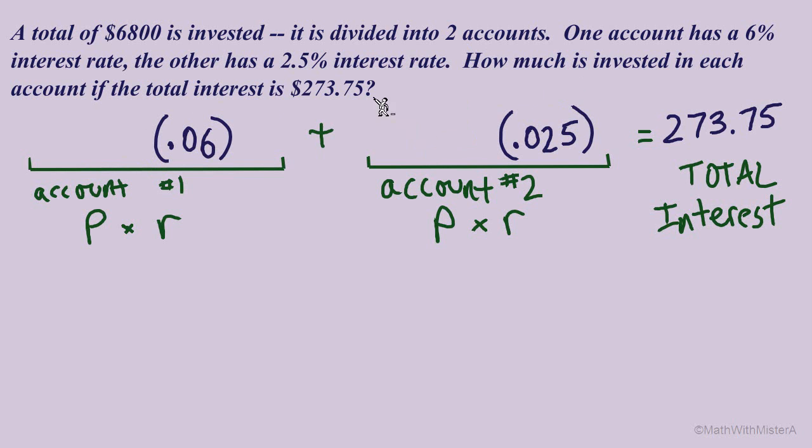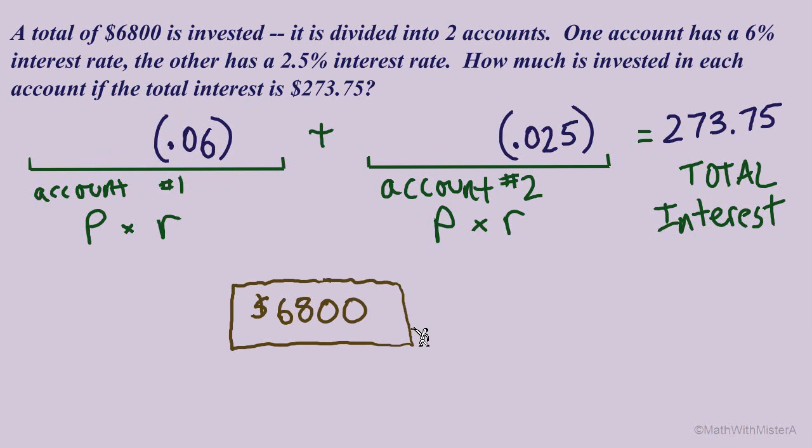Now we don't have right away the amount in each account. We don't know the principal. We know that a total of $6,800 is invested, but we don't know how that is split up into the two accounts. So there's a very important idea at work here for how we can use a variable to represent these two unknown amounts. Let's take a moment to break down this approach.